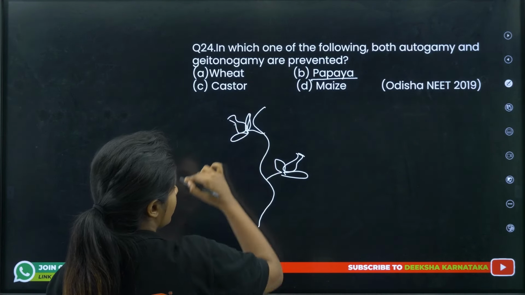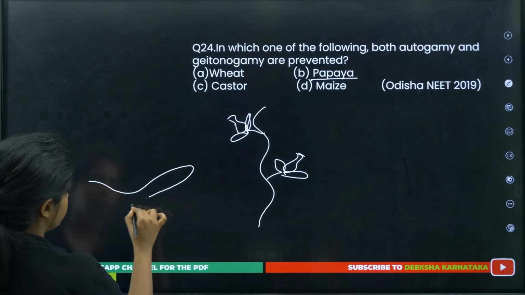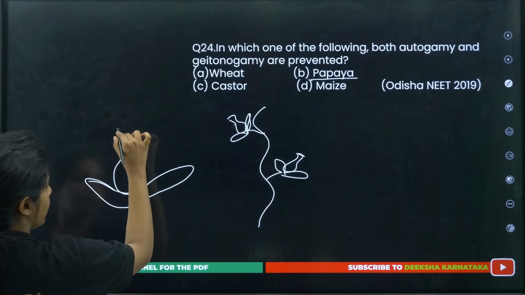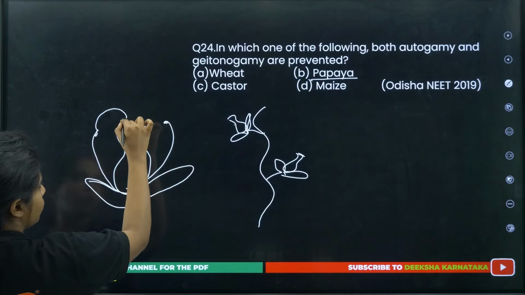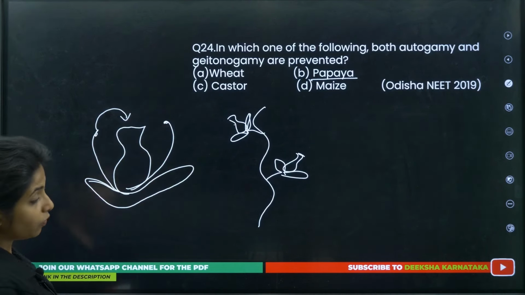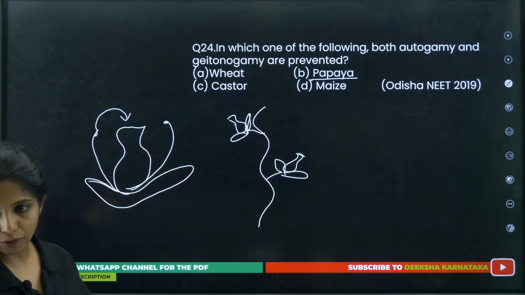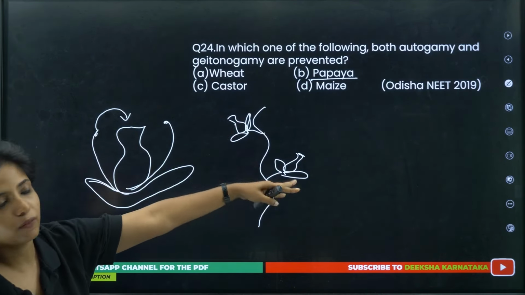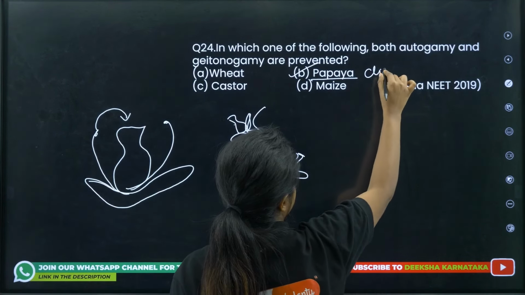And what do you mean by autogamy? Autogamy is self-pollination. Basically, you have a flower, and this flower has the male and the female parts, so that it can pollinate itself. This is known as autogamy. But when pollination is happening in the same plant from one flower to another, it's known as geitonogamy. But you see both are females, so what will you pass on? So it is papaya, which is dioecious.